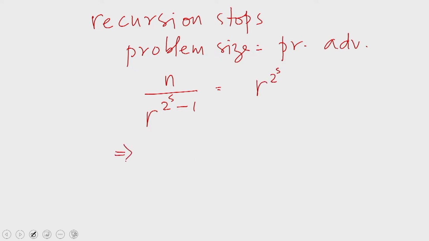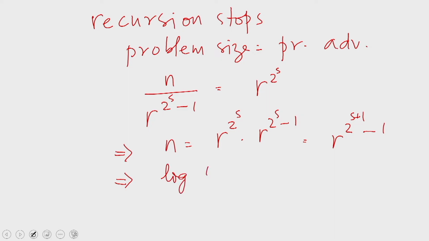this implies that n is equal to r power 2 power s into r power 2 power s minus 1, or r power 2 power s plus 1 minus 1. n is equal to this. If you take logarithm on both sides, logarithm to the base of r, you would get 2 power s plus 1 minus 1 on the right hand side, which means log of n to the base r plus 1 is the same as 2 power s plus 1.